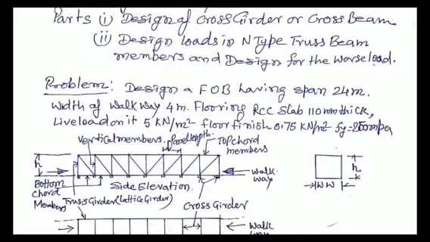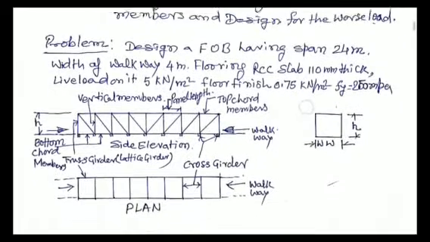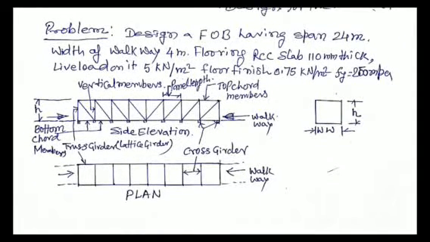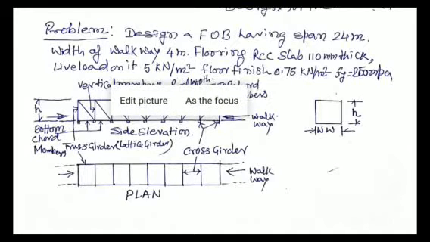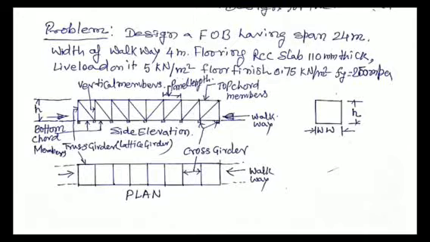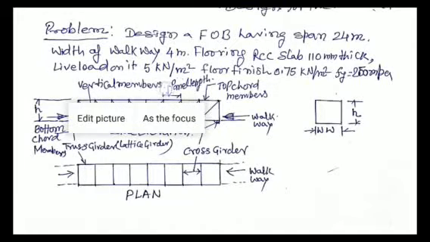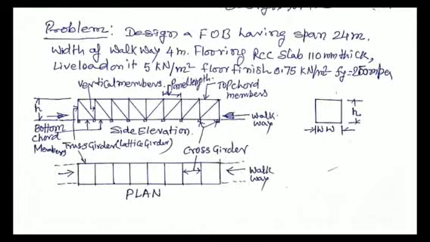So this is the problem given. Design a foot over bridge having a span of 24 meters, width of walkway is 4 meter, flooring is RCC slab 110 mm thick, and live load is 5 kilonewton per square meter over it. Floor finish load is 0.75 kilonewton per meter square, and yield stress Fy is to be taken 250 MPa.